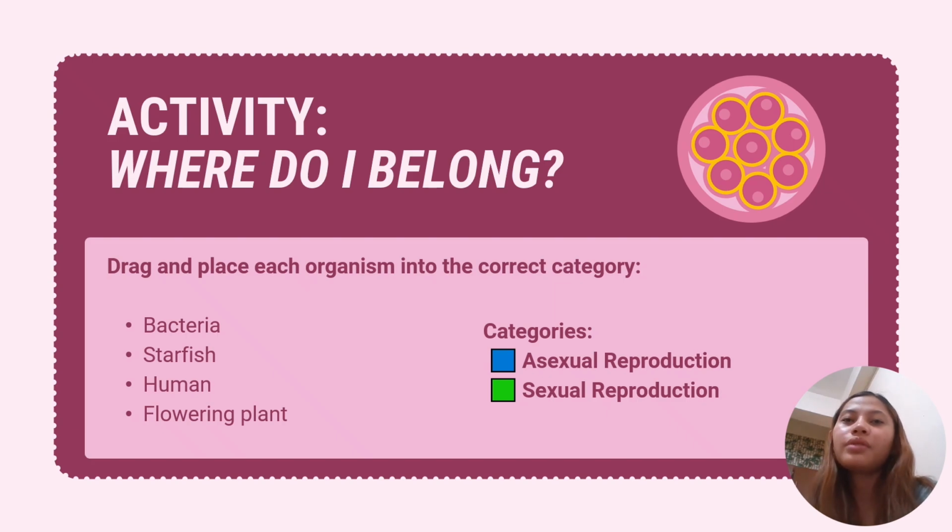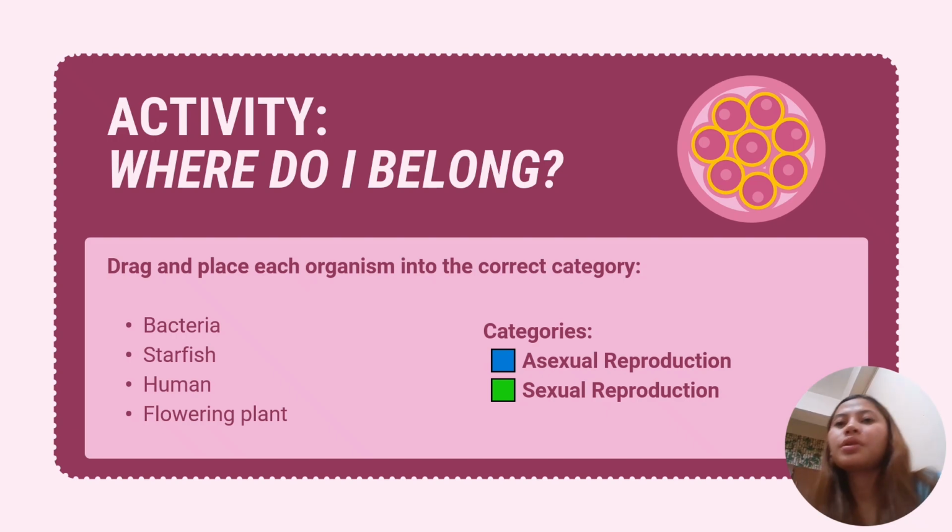I've already received all your answers, and the majority of the class actually got a correct answer. So let us reveal the answer. For the bacteria, it is asexual. So for those who answered asexual, that's correct. For the starfish, it is both asexual and sexual. For human, it is sexual reproduction. And for the flowering plant, it is both asexual and sexual.